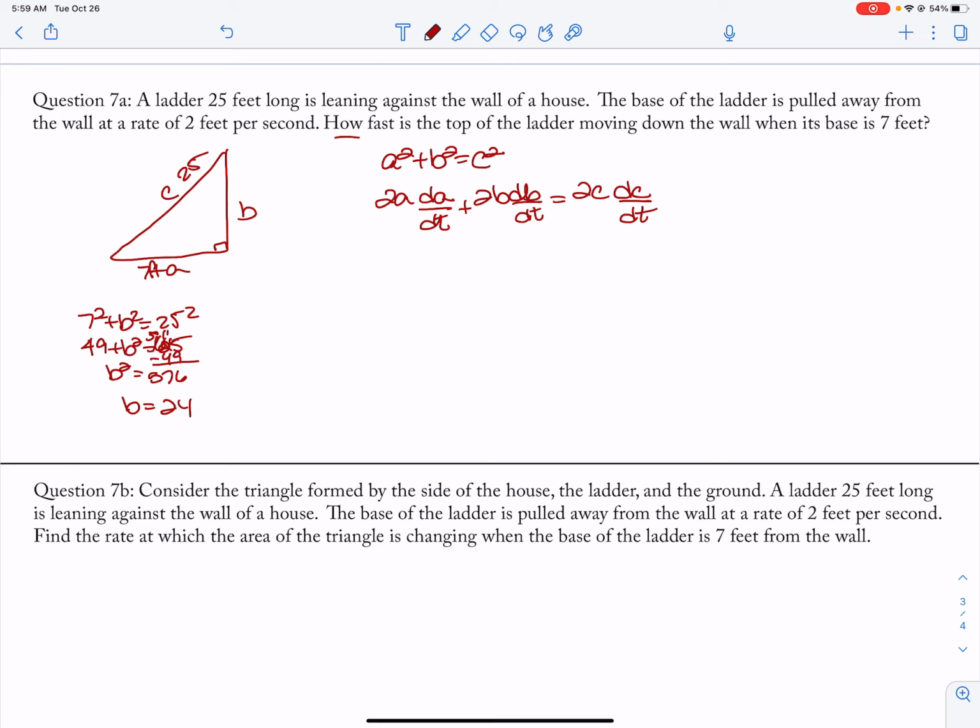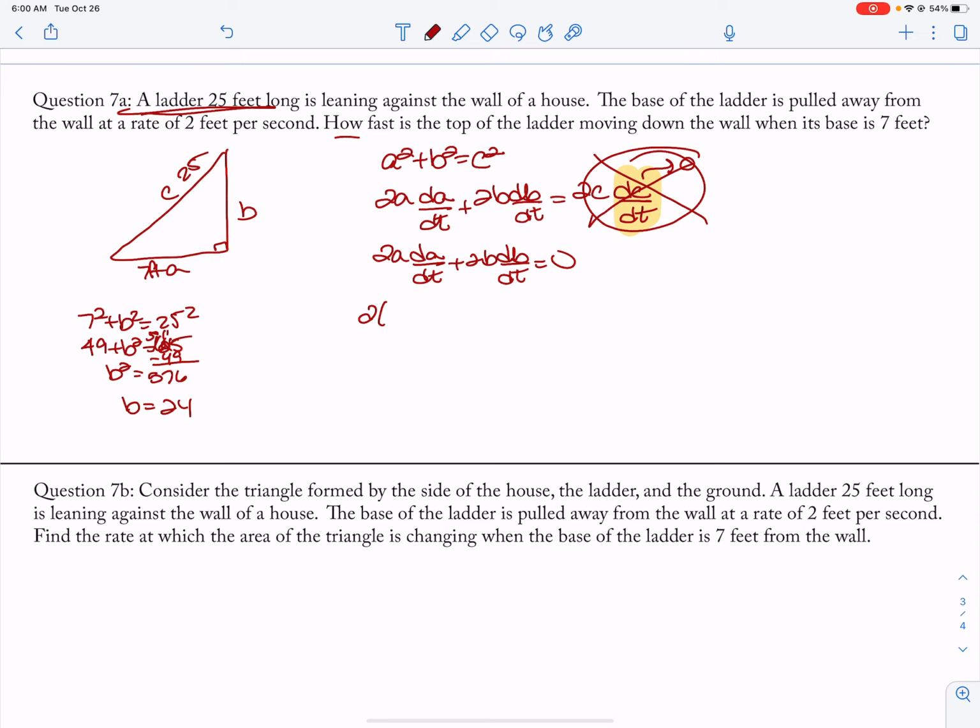Okay, so what do I know? I know that the length of the ladder is not changing. So dc dt, that represents the rate of the change of the length of the ladder. This guy is a big 0. So this whole term cancels out. So I have 2a dA dt plus 2b dB dt is equal to 0. So my a is 7, so 2 times 7.